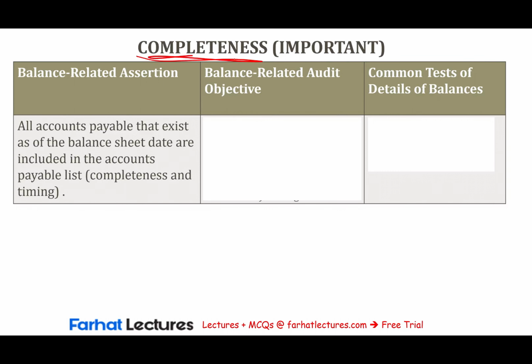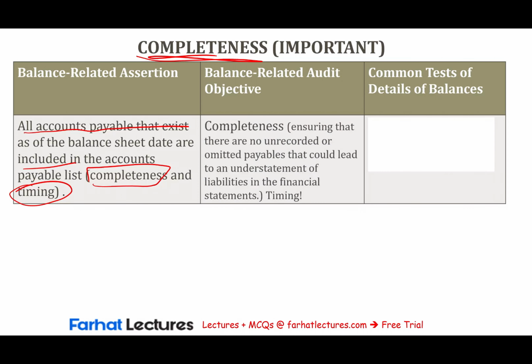Completeness is the issue when it comes to accounts payable, because you could be hiding some liabilities. So the balance related assertion is that all accounts payable that exist at the balance sheet date are included in the accounts payable. This deals with completeness, and we're going to see it also deals a little bit with timing. Sometimes you might put it in the next period, which is transaction related. We'll talk about that later, but this is what we need to discuss here. So completeness, ensuring that no unrecorded or omitted payable, somehow you just hid it, could lead to understatement of liabilities in the financial statements.